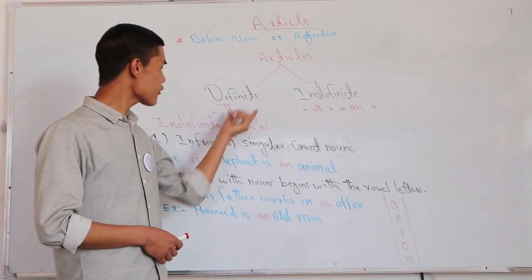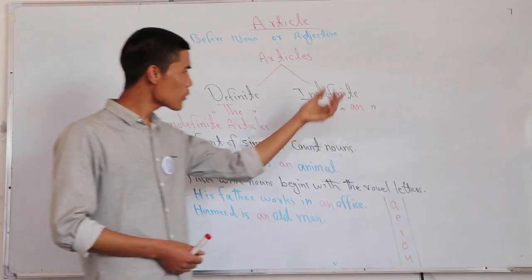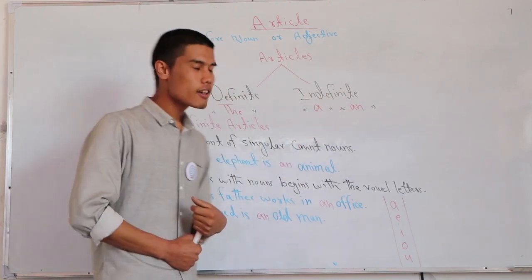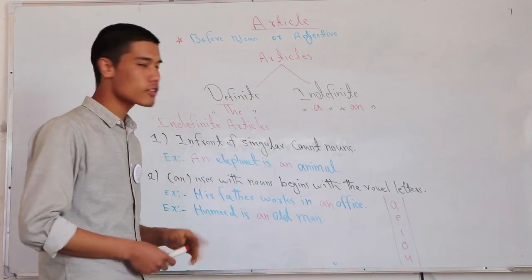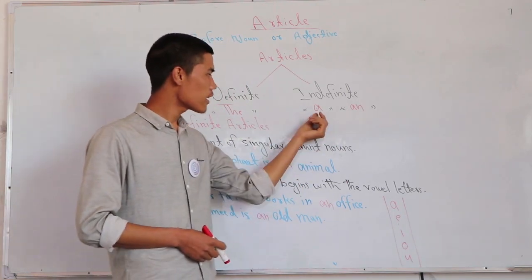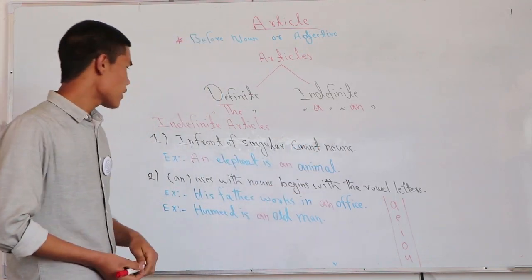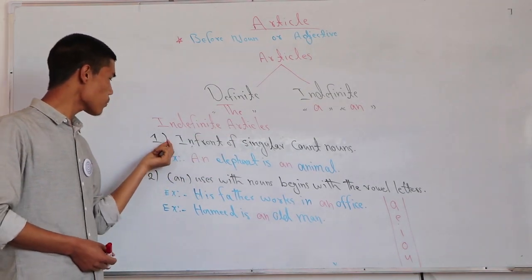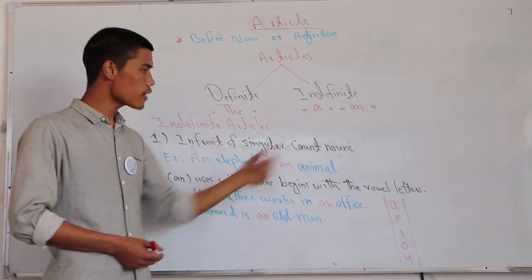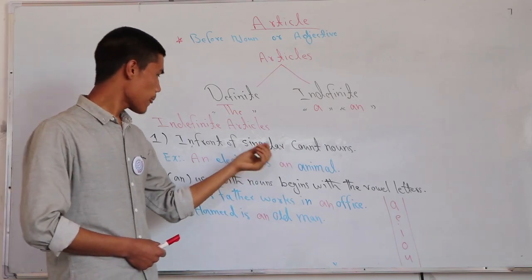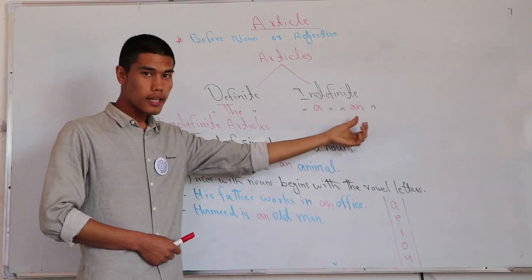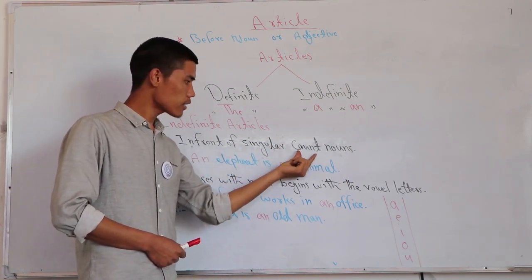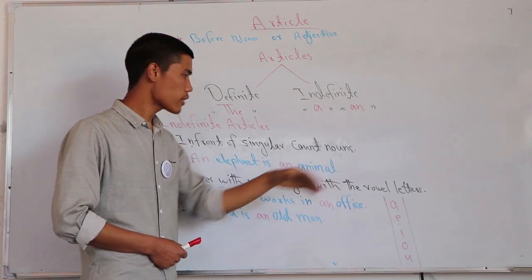We're done with the definite article "the", and now we are going to learn about the indefinite articles, which are "a" or "an". Remember, in English we have two indefinite articles, "a" or "an". And now we're going to focus on usage. Indefinite articles are used in front of singular count nouns. Remember, we use "a" or "an" before a singular, not plural, and count nouns, not non-count nouns.